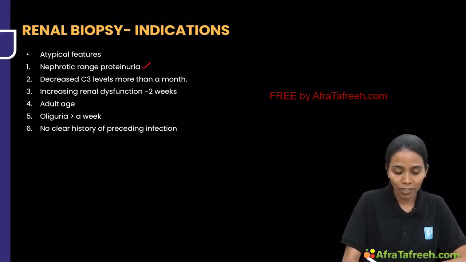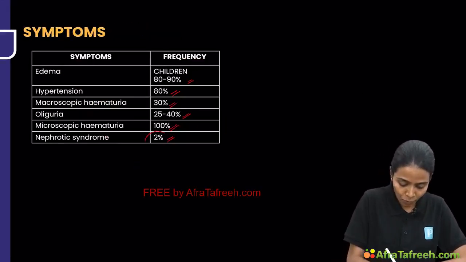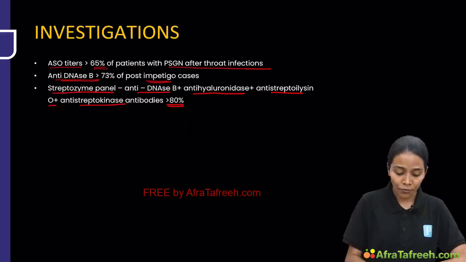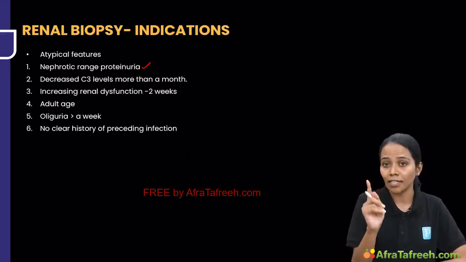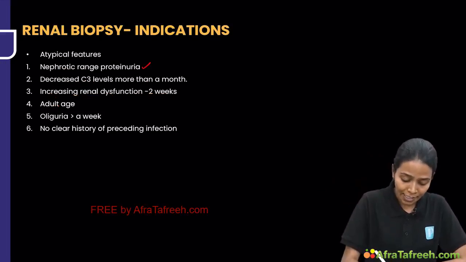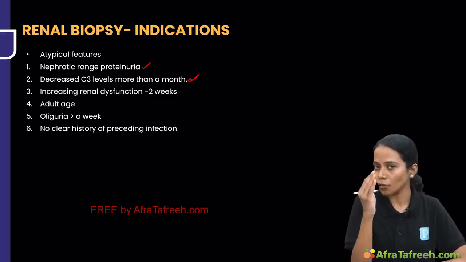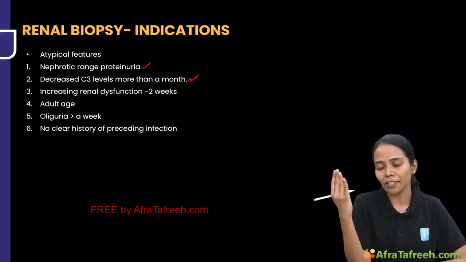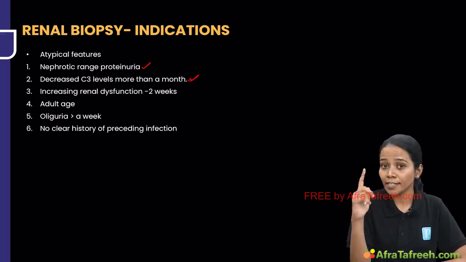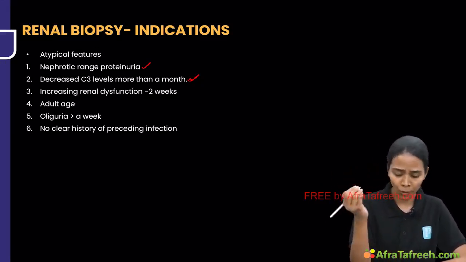So what are the atypical features? Child having nephrotic range proteinuria. Like we discussed, the incidence of nephrotic syndrome is only less than 2%. So if it is occurring, then this child will require biopsy, because it can be something else. Decreased C3 levels for more than a month. Generally I told you that for 2 weeks it will be decreased, and by a month it is going to recover. So if it doesn't recover by a month, then we have to consider renal biopsy.